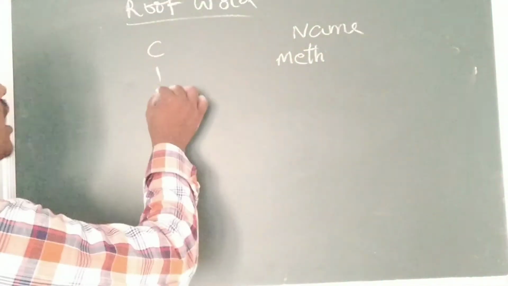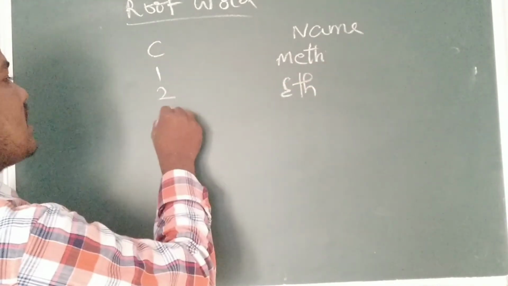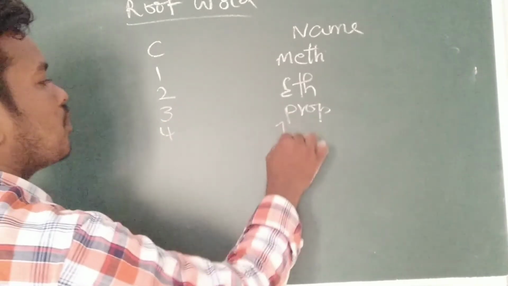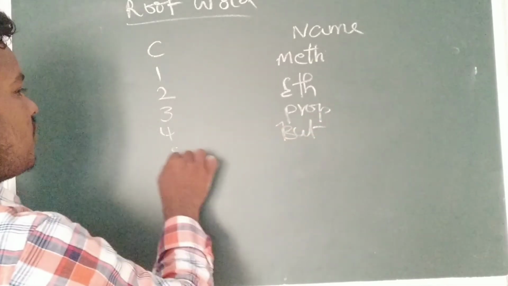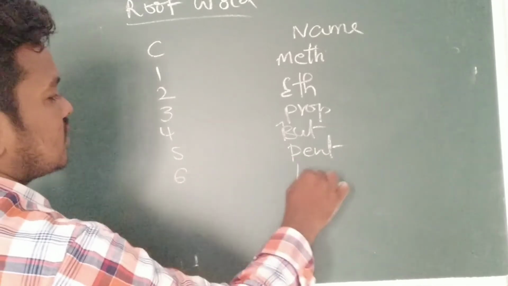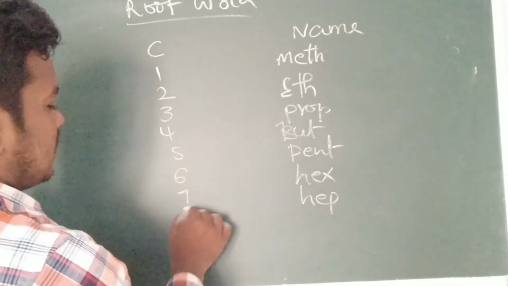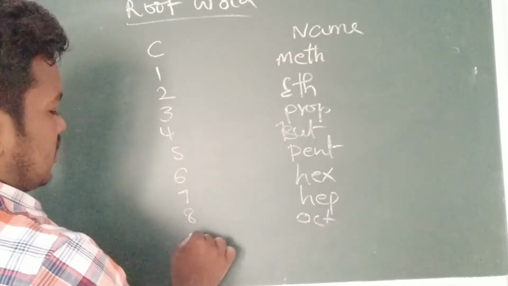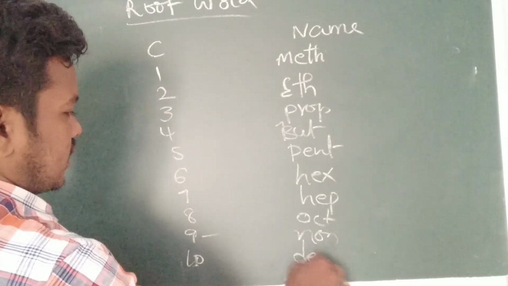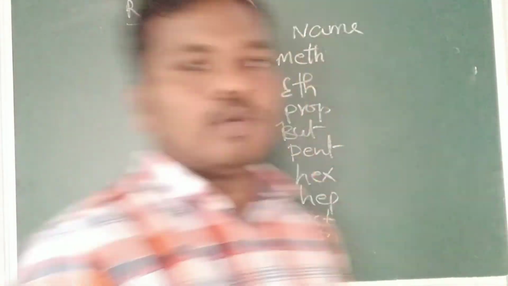For example, 2 carbons are present, it is called eth. 3 carbons is prop. 4 carbons is called but. 5 is pent, 6 is hex, 7 hept, 8 oct, 9 non, 10 dec. Decane, 10 is most important.